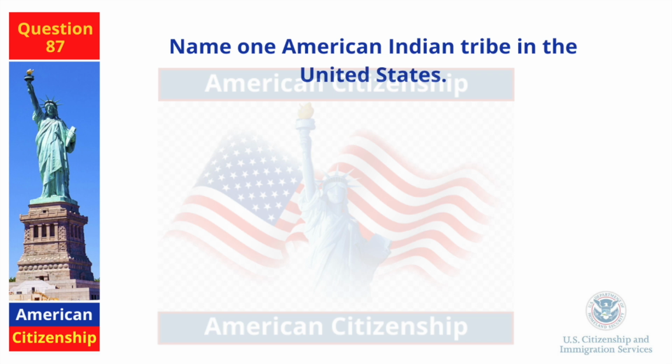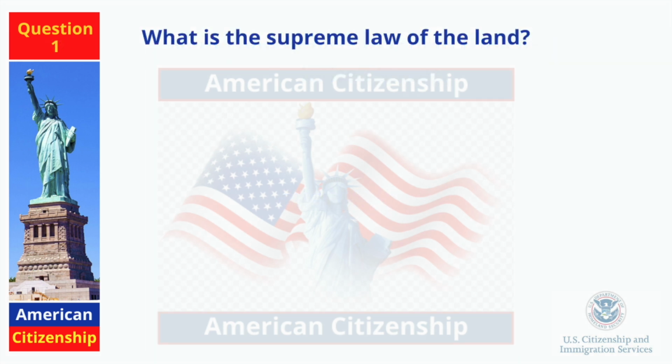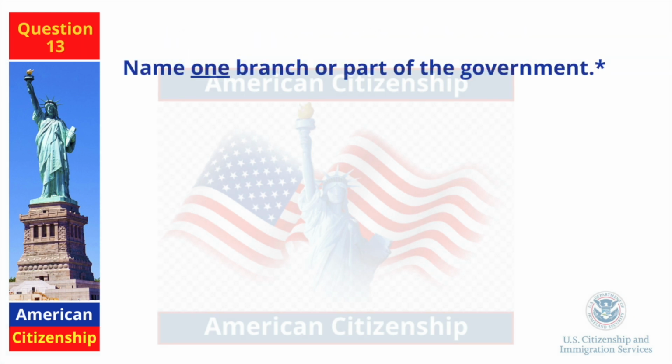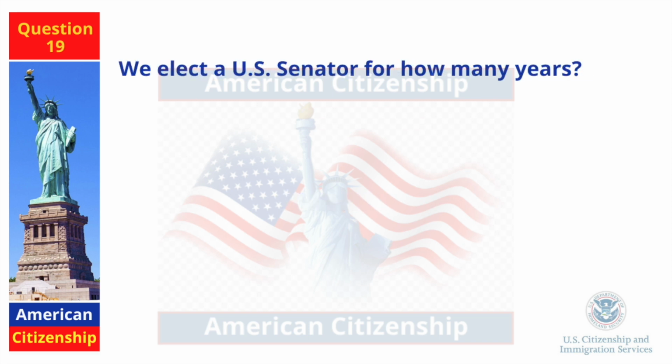Name one American Indian tribe in the United States. Cherokee. What is the supreme law of the land? The Constitution. Name one branch or part of the government. Congress. We elect a US senator for how many years? 6.